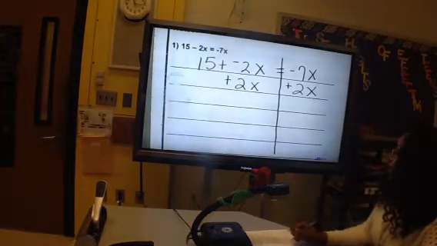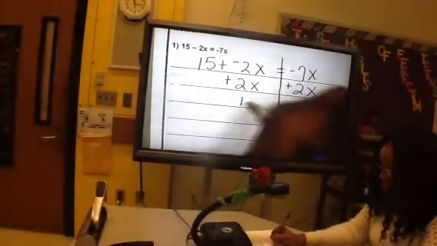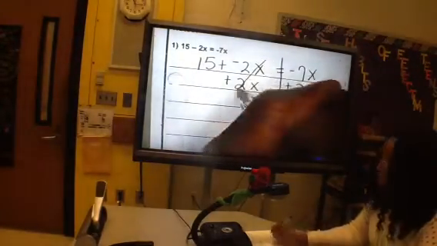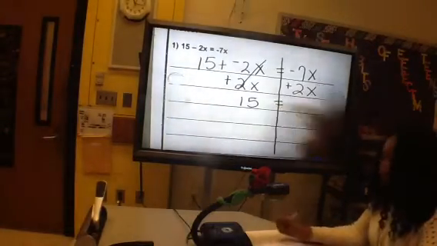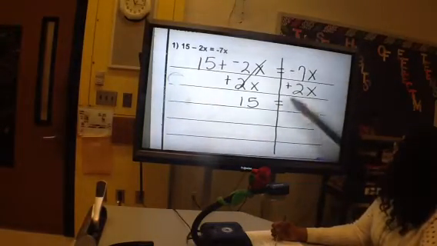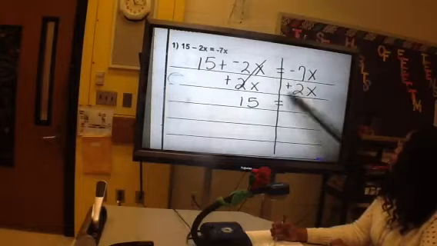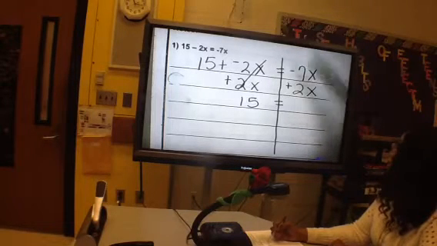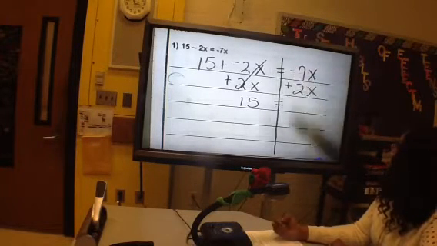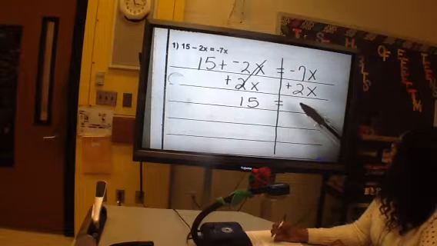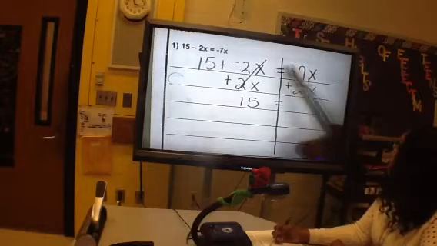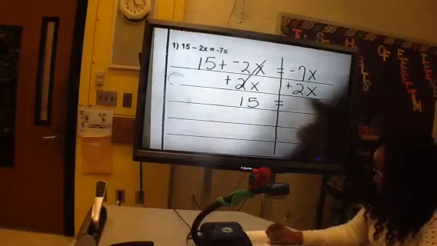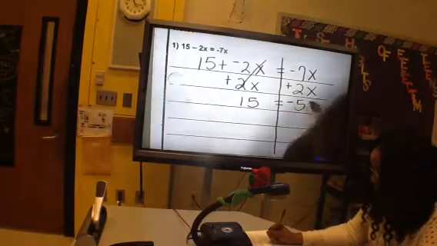Don't forget left to right thinking, so I want to do my 15 first. Strike through that because my goal was to get it from the left and move it to the right. And then because I have a negative and a positive, I want to subtract because my signs are opposite and keep the sign of the bigger number. So negative 7, so I do 7 minus 2, that'll give me 5, and it's negative because 7 is bigger than the 2. So then it's negative 5x.